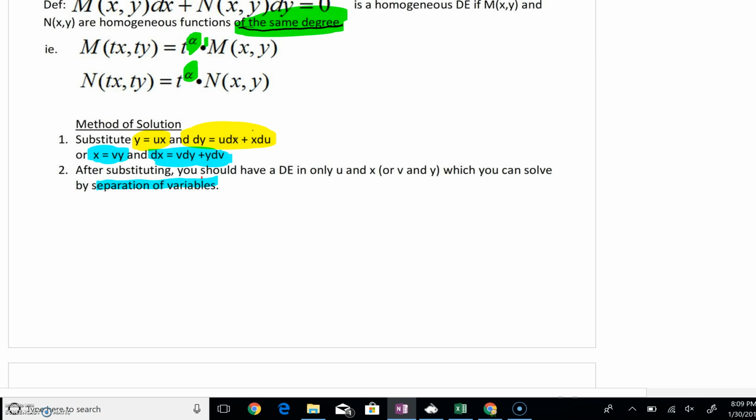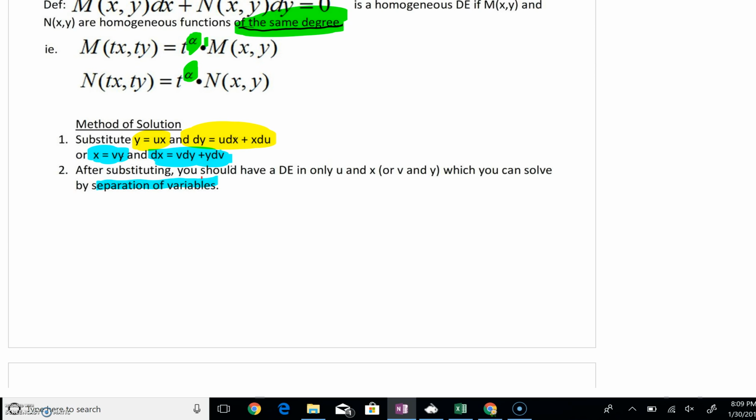Very similarly, we could also substitute in x equals v times y. And then we could, again, take a derivative and get dx is equal to, with the product rule, v dy plus y dv. Now the big question, of course, is thinking, how do I know which form to substitute in? Sometimes one form is way more helpful than another. We're going to talk about that in a minute.